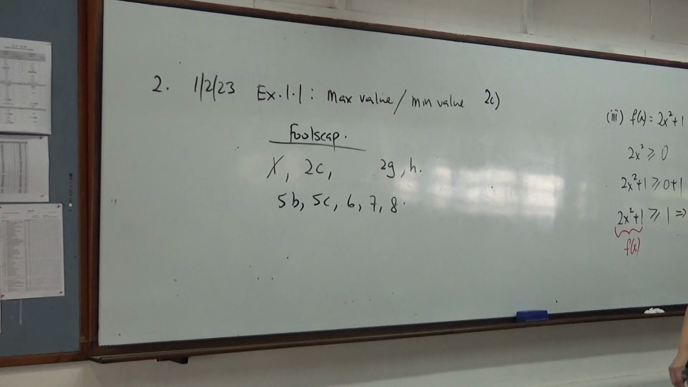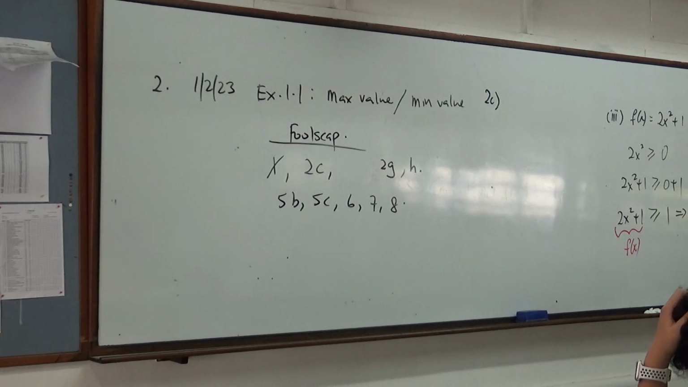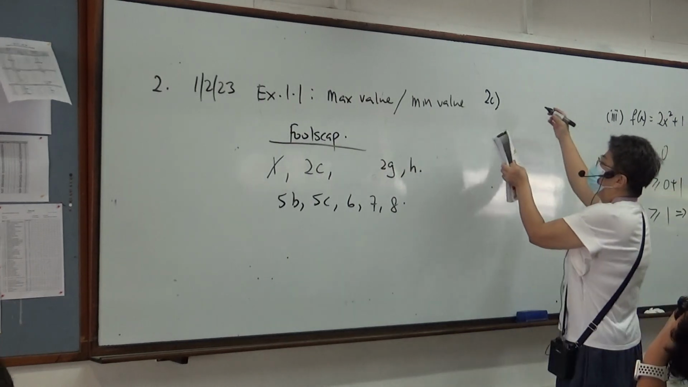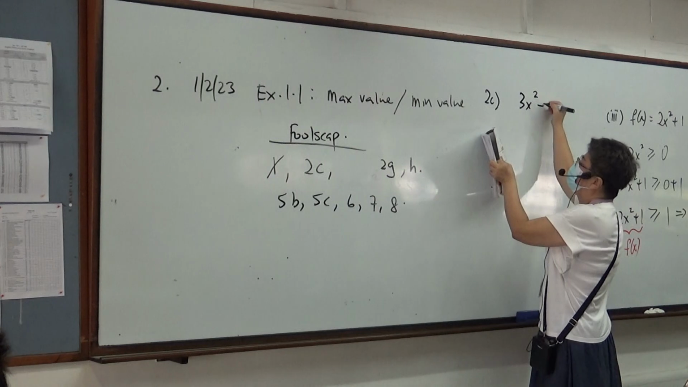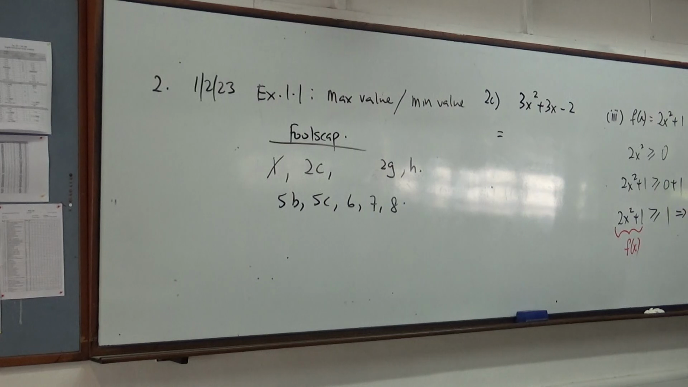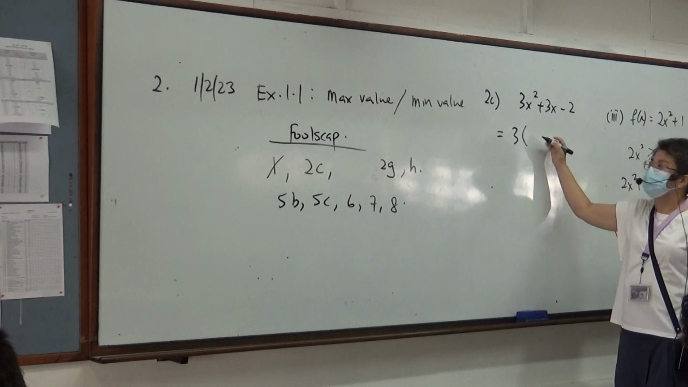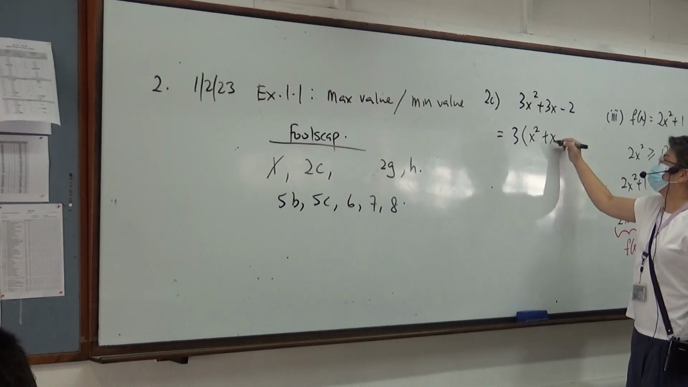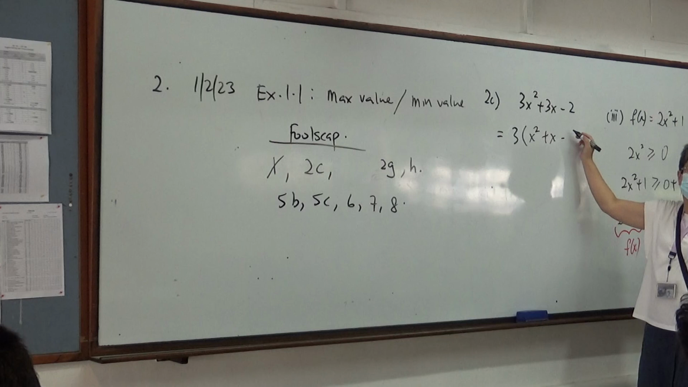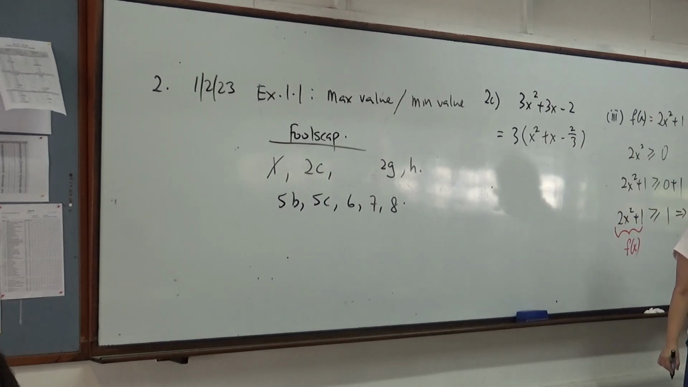Express each of the following in the form given. That means they want you to do what? Complete the square. Very good. 2C. Before we complete the square, what must we do? Coefficient of x squared must be 1. So take out 3. What do I have? x squared plus x minus 2 over 3, right? Yes, very good.